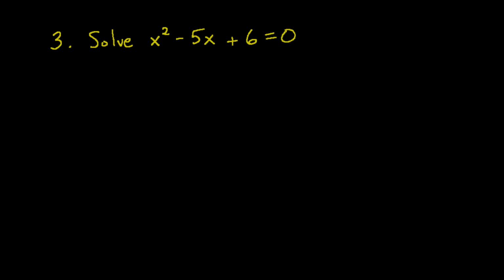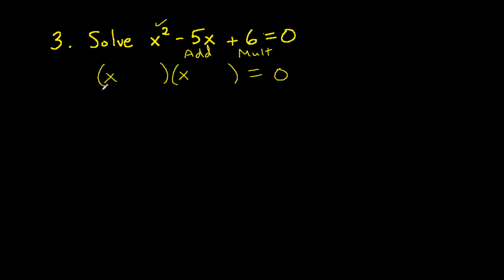Number 3 involves solving a quadratic equation by factoring. To see if this trinomial is factorable into two binomials, we need to see if there are two numbers that will multiply to be positive 6, and those same two numbers should add up to negative 5. We know that to find x squared, we just need to multiply x times x.